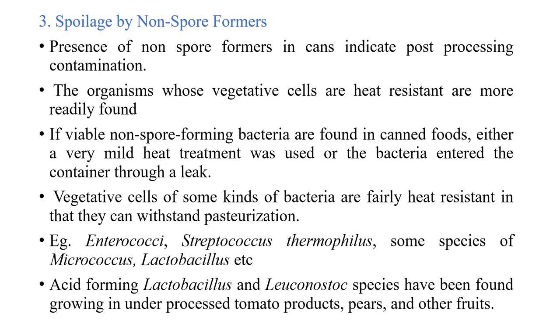Some acid forming Lactobacillus and Leuconostoc species have been found growing in underprocessed tomato products, pears, and other fruits. So the presence of the non-spore formers in the canned food indicates that either it has had inadequate treatment or there is leakage.